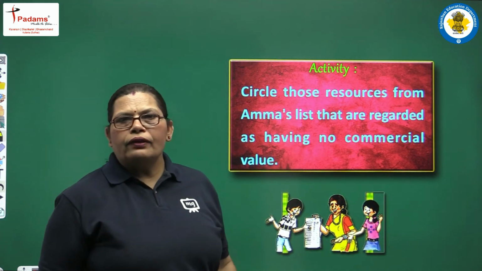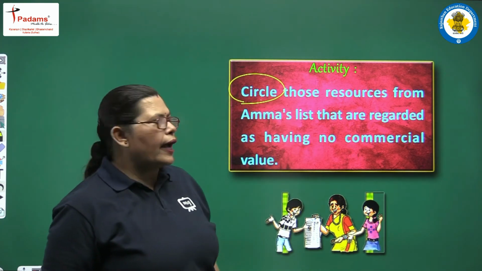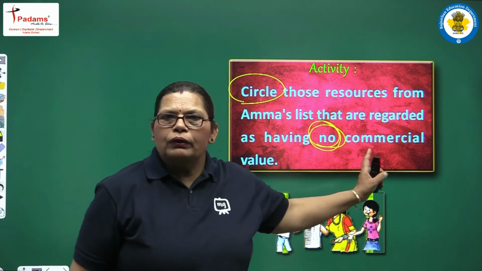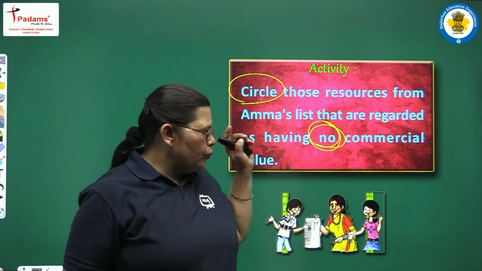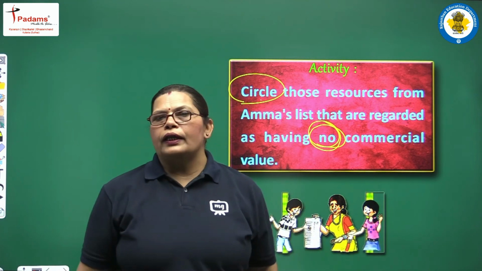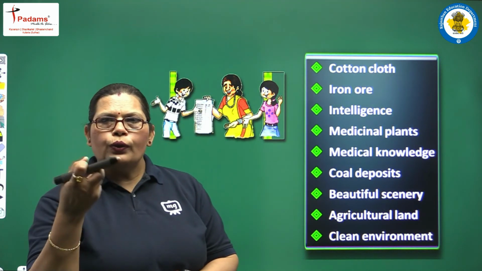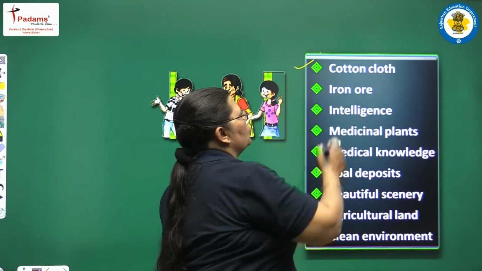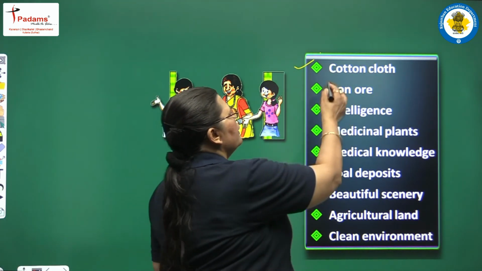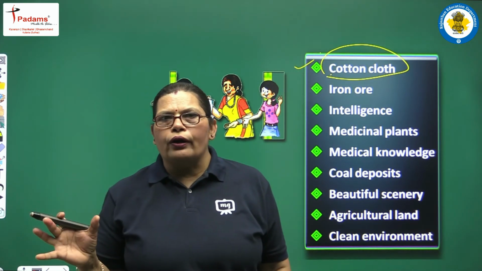See here, an activity is going on. Circle those resources from a mass list that are regarded as having no commercial value. See, कमर्शियल वैल्यू उसकी बिल्कुल भी नहीं होनी चाहिए. यहाँ पे अम्मा, मोना और राजू है. अम्मा ने बच्चों को एक लिस्ट दी है और इस लिस्ट से हमें कंसिडर करके बच्चों को चेक आउट करवाना है. फर्स्ट वन इज कॉटन क्लोथ्स. हैज़ कॉटन क्लोथ्स सम यूज स्टूडेंट्स? यस, वी आर वियरिंग. सो दिस वन इज अ रिसोर्स, कॉमर्शियल रिसोर्स, कॉमर्शियल वैल्यू और नॉट.